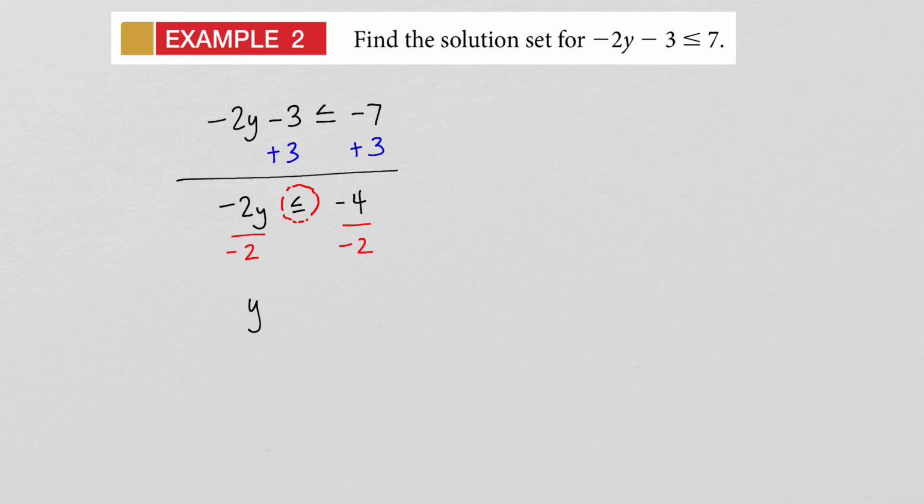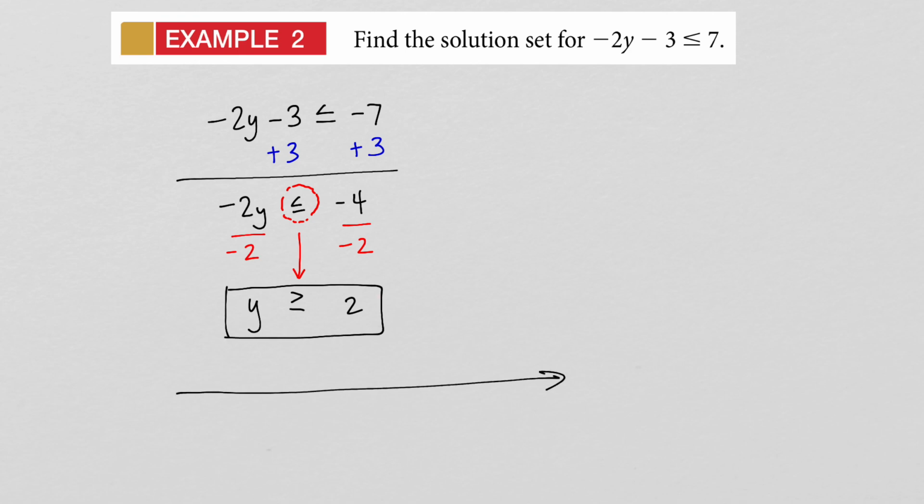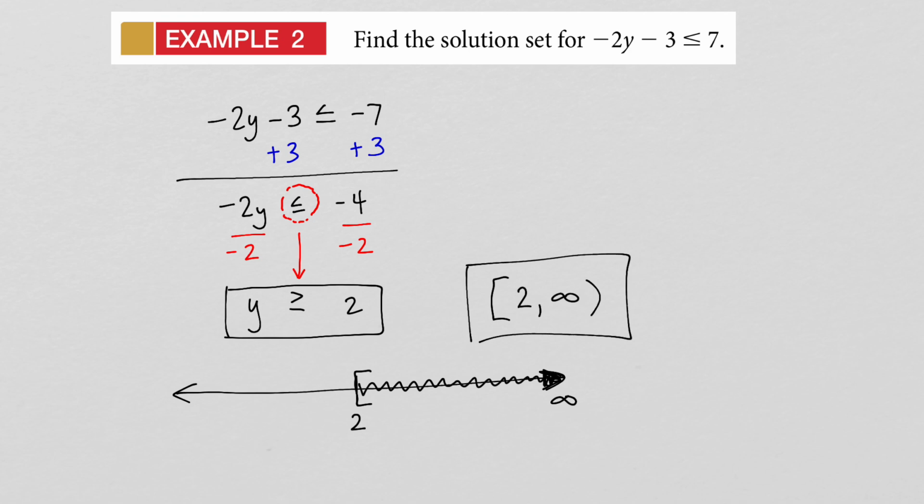So on the left-hand side, we have y. On the right-hand side, we have 2. But now this is going to flip to be greater than or equal to. And so this is our solution. Now on a number line, we are talking about all the numbers equal to 2 and greater than 2. So notice that it's going forever to the right here, which means it's going to infinity. So in interval notation, we start at 2 and we go to infinity. So interval notation, when you do this here, you always go from left to right.